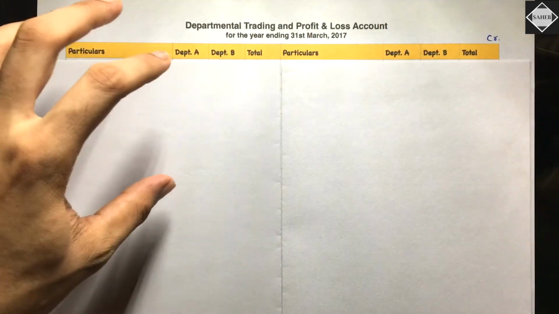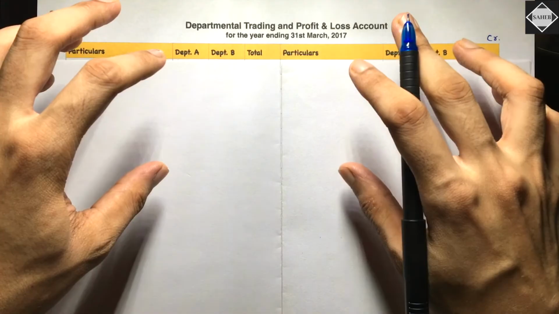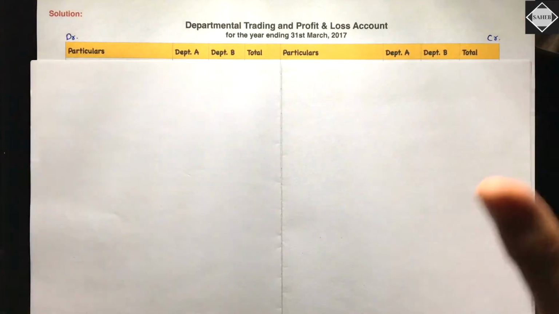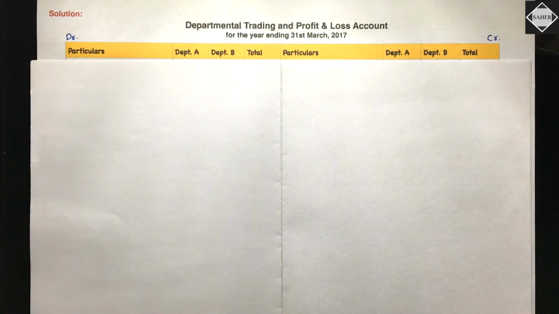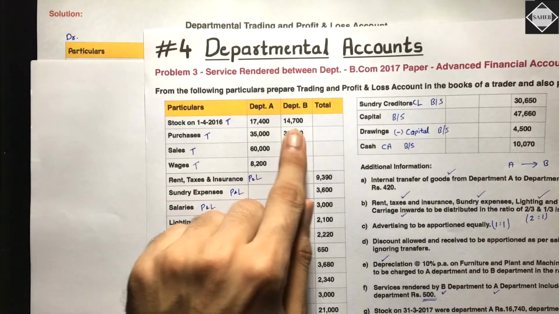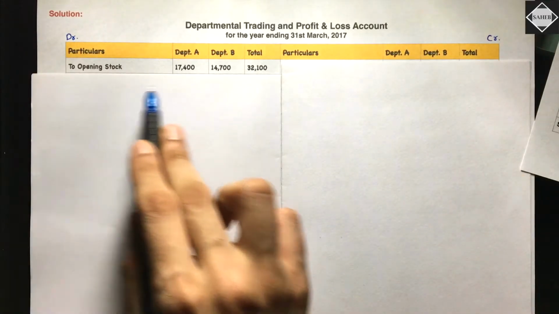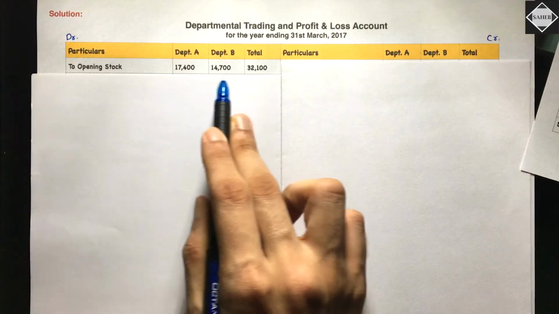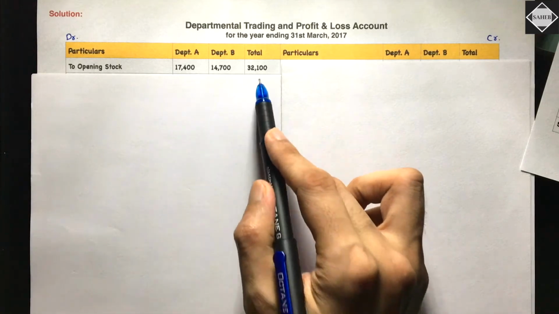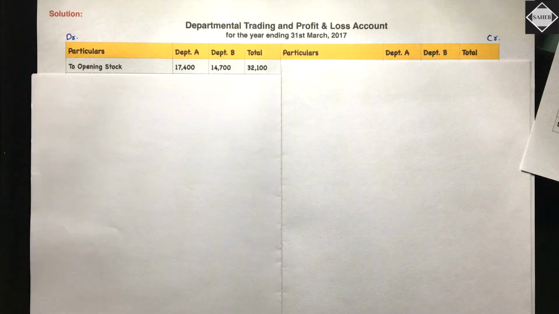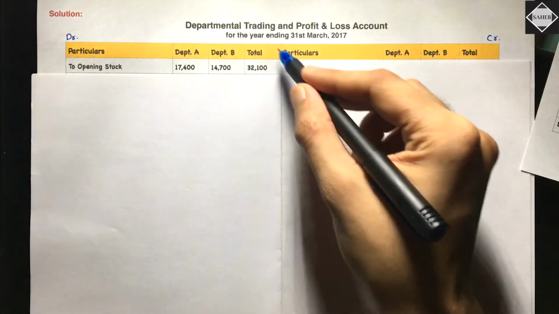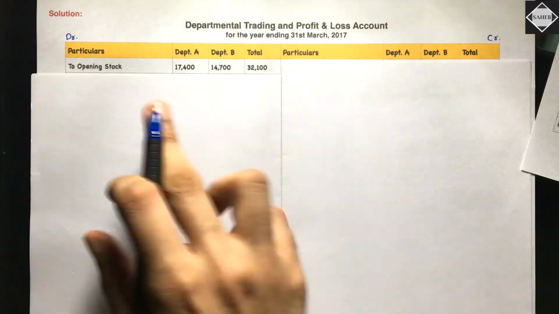All direct expenses will come on debit side. All direct incomes will come on credit side in the trading account. So let's start. First, we have what? Opening stock in the question. How much? 17,400 and 14,700. Let's just take that on the debit side of trading account. See here, 17,400, 14,700. Just add that. That's equal to 32,100. Okay, that is how you have to go about total column.